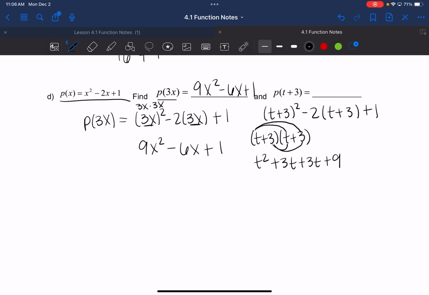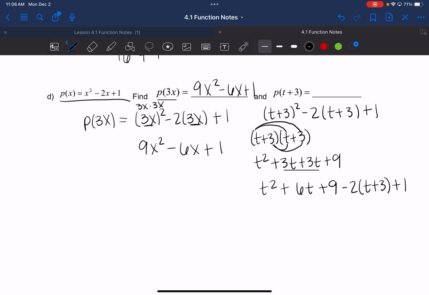Okay, can I simplify that any? Yes. What can we do? t squared plus 6t plus 9. Good. So those two terms in the middle were like terms. All right, so we have taken care of the exponent. Now I'm just going to bring everything else down. So I'm going to have my -2 times t plus 3 plus 1.